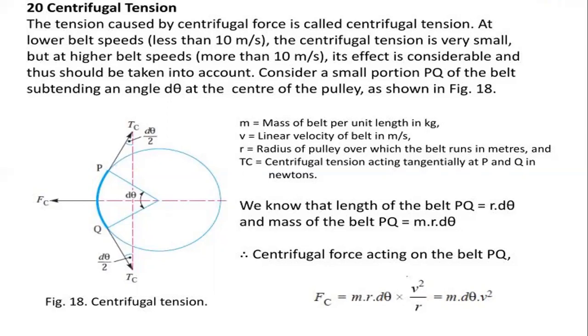Then we have to know the length of the belt, that is PQ. So PQ is equal to R into d theta, and the mass of the belt PQ is equal to m into R into d theta. So it is taken as m into R into d theta.